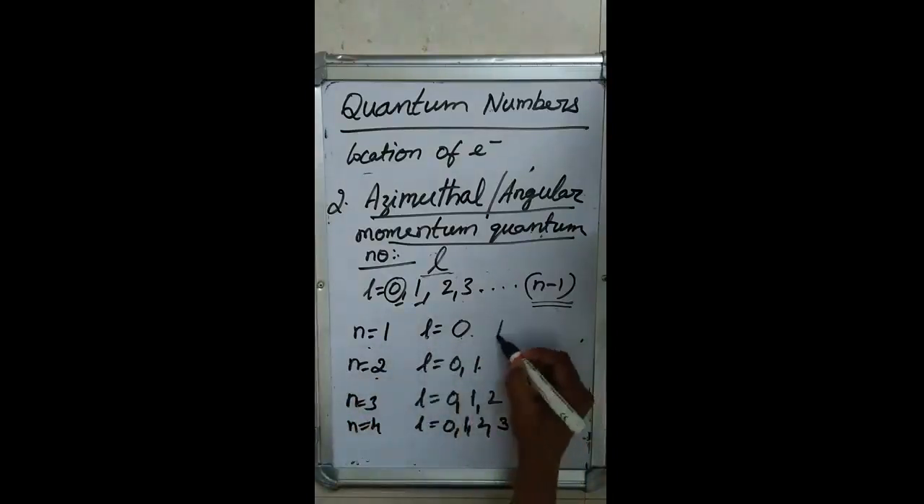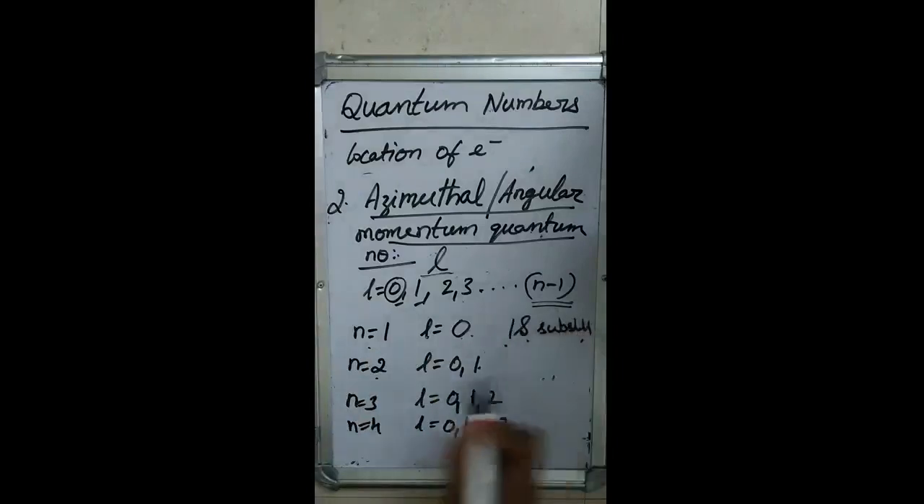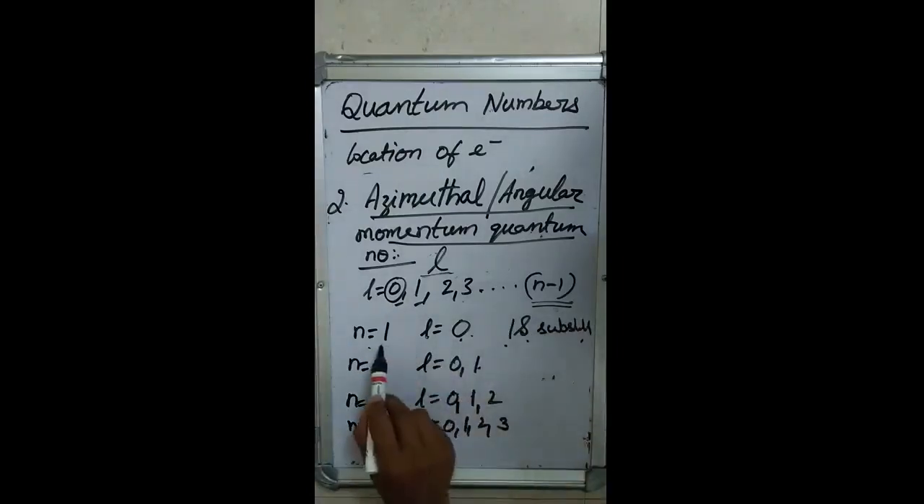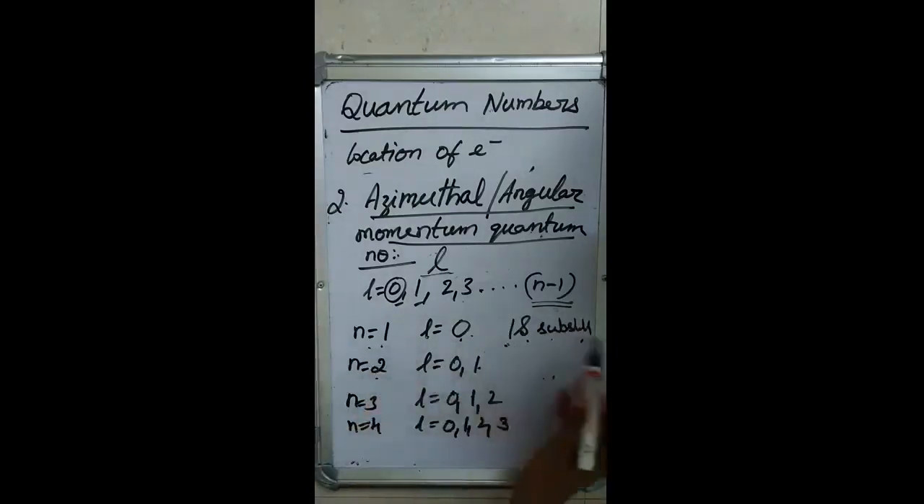Now, if L is equal to 0, what is the subshell? Yes, s subshell. What is the n value? You have to write 1. So 1s is the subshell. I hope you understood. I will repeat. L is equal to 0 means what is the subshell? Yes, s subshell. Since n is equal to 1, it is written as 1s.